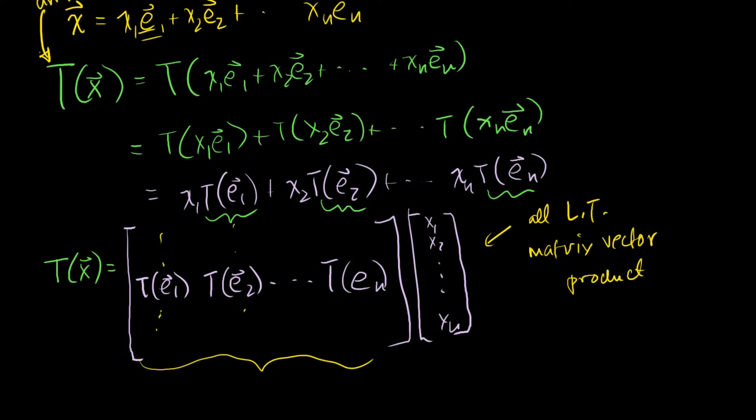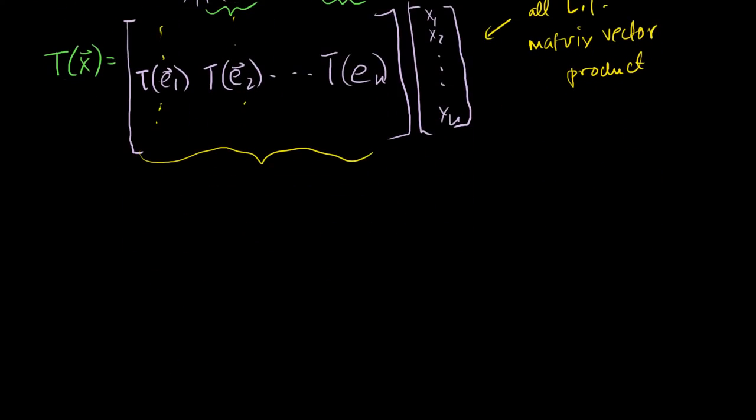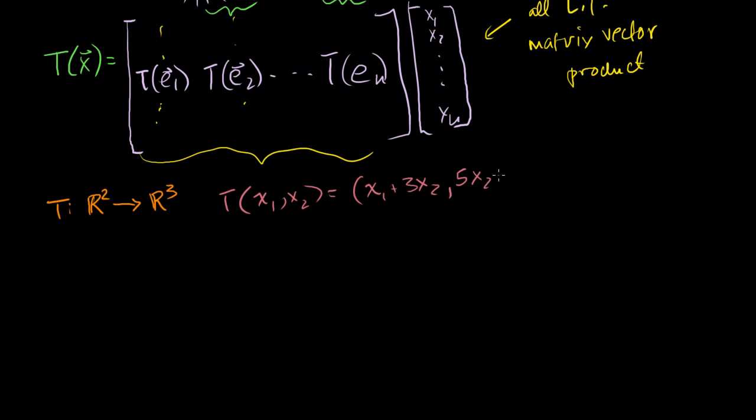Let me show you an example. And I think this is super neat. Let's say that I'm just going to make up some transformation. Let's say I have a transformation, and let's make it extra interesting, it's a mapping between R2 and R3. And let's say that T of x1, x2 is equal to, let's say the first entry is x1 plus 3x2. The second entry is 5x2 minus x1. And let's say the third entry is 4x1 plus x2. This is a mapping.